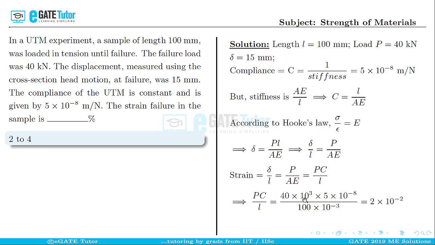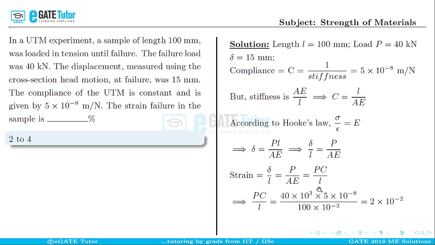kN, 40 into 10 power 3 Newton into 5 into 10 power minus 8, which is the value of compliance given, and length of the sample as 100 mm, that is 100 into 10 power minus 3 meters. Simplifying that will give us PC by L is equal to 2 into 10 power minus 2.